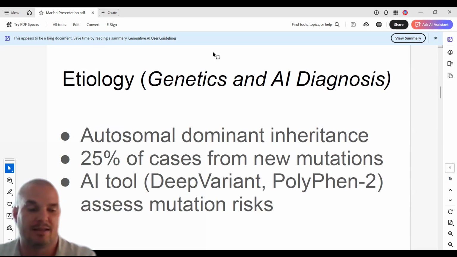This syndrome is inherited in an autosomal dominant pattern. This means that only one copy of a mutated gene from one parent is enough to cause the condition. However, about 25% of the cases happen due to new mutations with no family history. Artificial intelligence tools like DeepVariant and PolyPhen-2 are used to identify these genetic changes. These tools help doctors understand how severe the mutation might be and predict the risk of the disease early and more accurately.